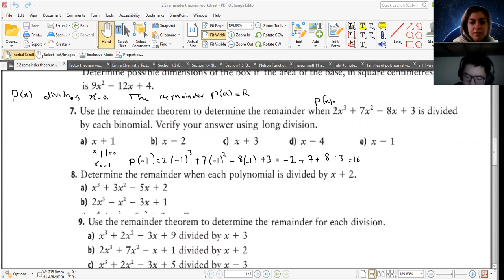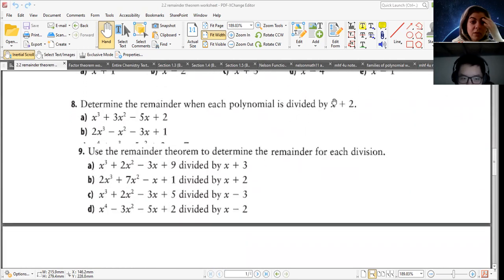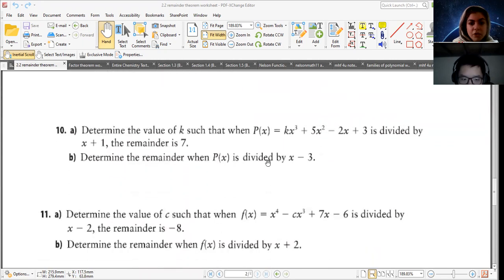You can do it for the rest of that the same way. You understood, Theodore? Yes? Okay. The remainder when each polynomial is divided, again, you do the same thing. These are your P(x), dividing that by that. So you find P(-2). The same way you can do this question.